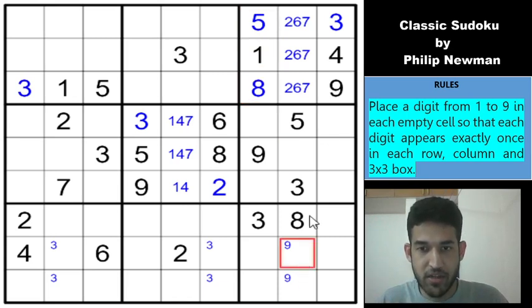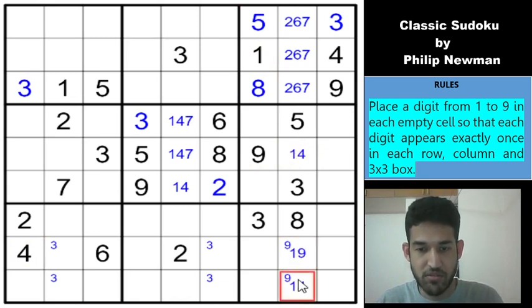And the remaining digits in the column must be 1, 4 and 9. So 9 is here. So this is 1, 4. This becomes 1, 9 because of the 4, and this is 1, 4 and 9.